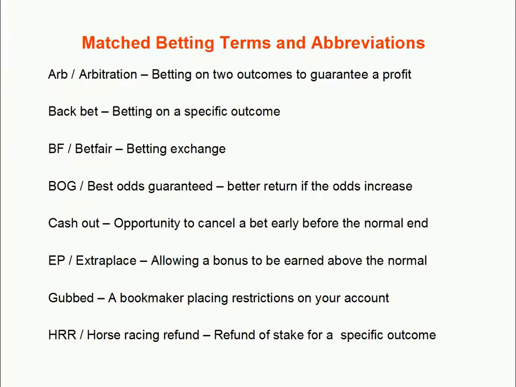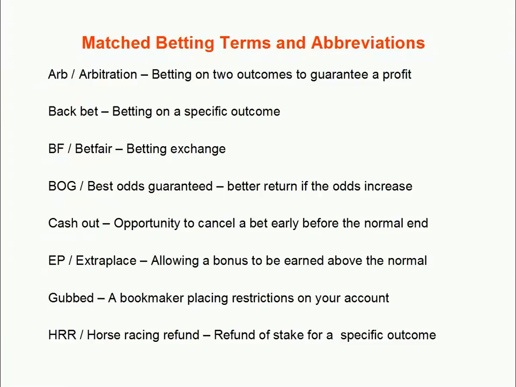Second one here, back bet. This basically means you're betting on a specific outcome to occur. In match betting, this usually refers to the bet that you're placing at the bookmakers. So you will bet for, say, a horse to win. If this outcome happens, then you will obviously win at the odds that you bet on. If the horse loses, then you won't. Same with a football team.